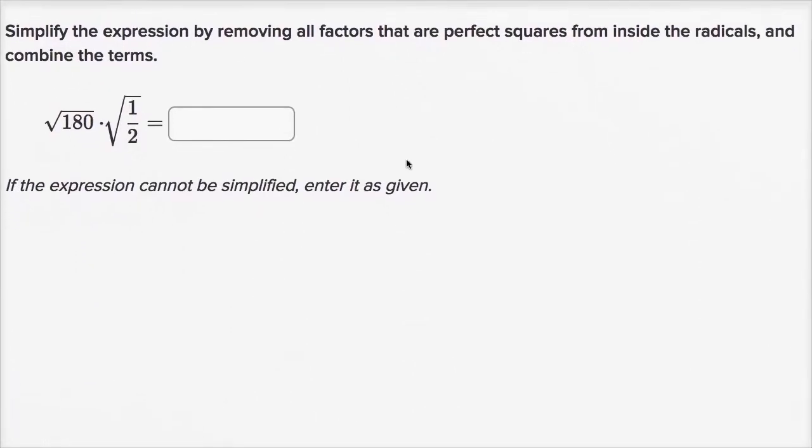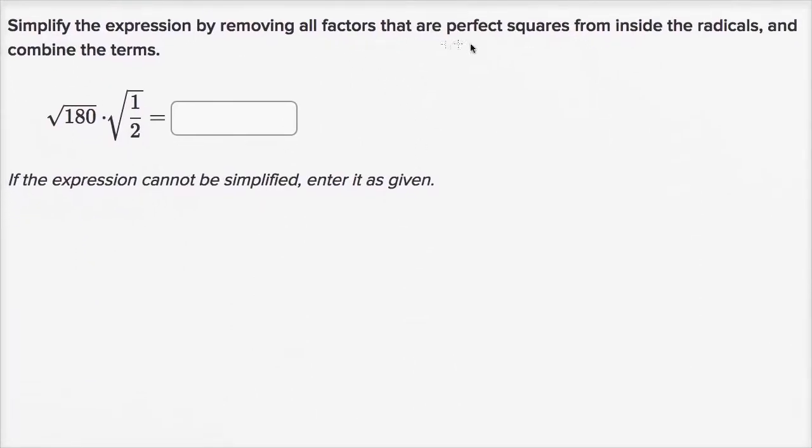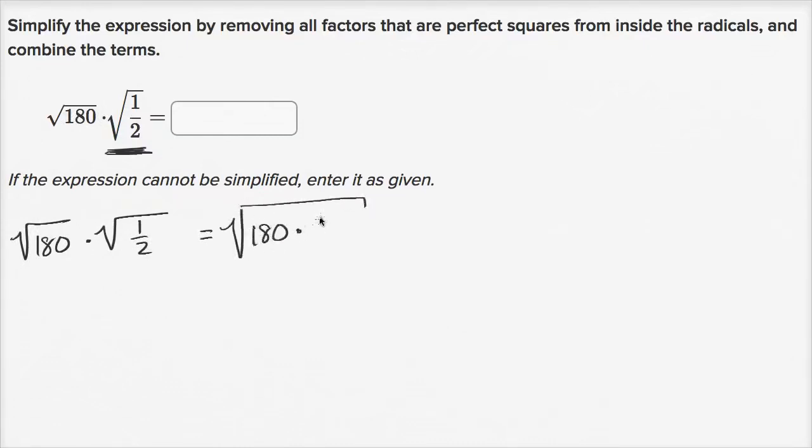So this says, simplify the expression by removing all factors that are perfect squares from inside the radicals and combining the terms. So essentially the same idea. All right, let's see what we can do. So this is interesting. We have a square root of 1/2. What could be interesting is if I have a square root of something times the square root of something else, so the square root of 180 times the square root of 1/2, this is the same thing as the square root of 180 times 1/2.